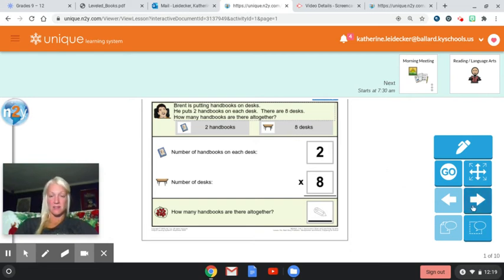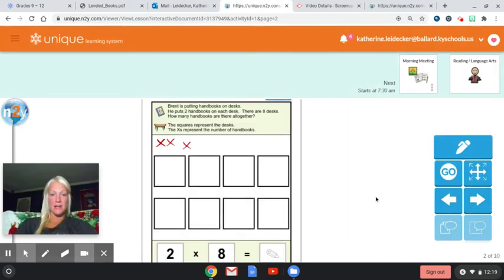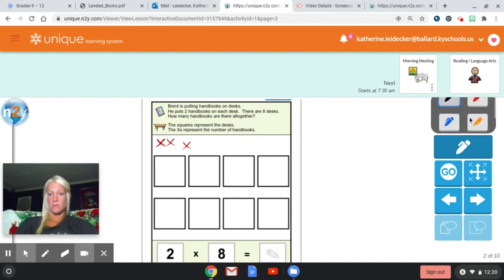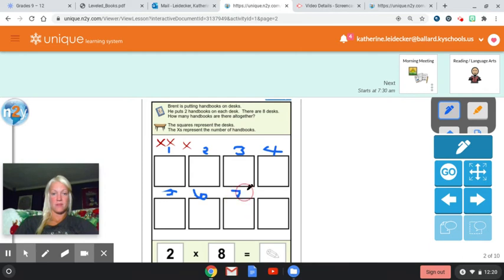I'm going to click to the next slide because it's a visual that will help you. So go ahead and click on that next slide. Okay, so here are the 8 desks. I'm going to get my marker here. So like here's desk 1. Here's desk 2. Here's desk 3, 4, 5, 6, 7, and 8. There's your desks, okay? Click on this and that marker will go away.